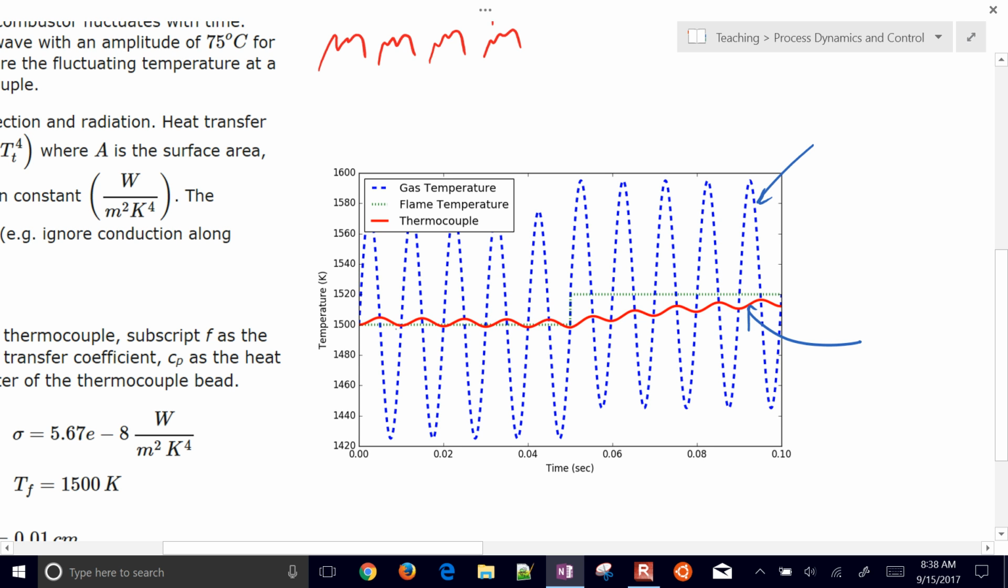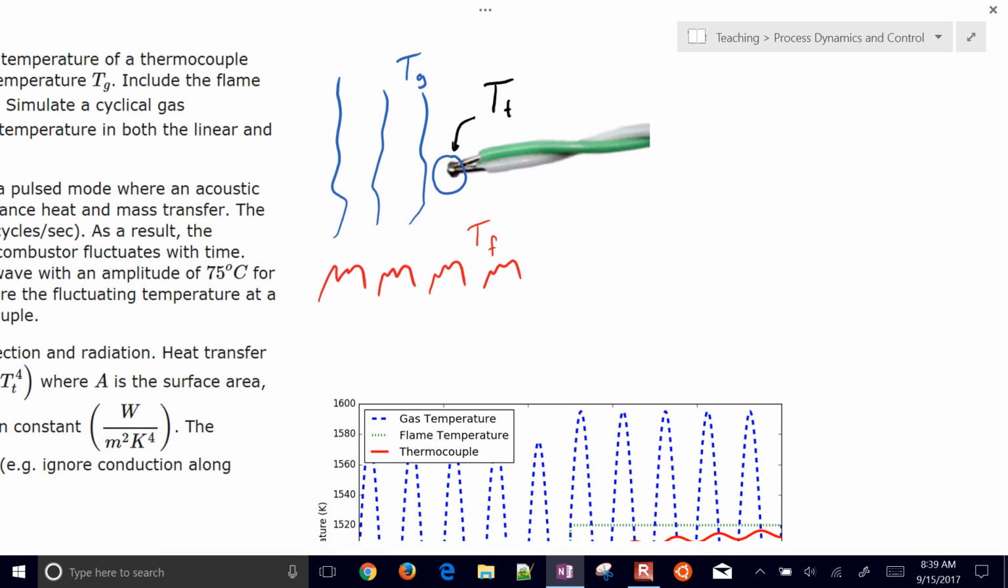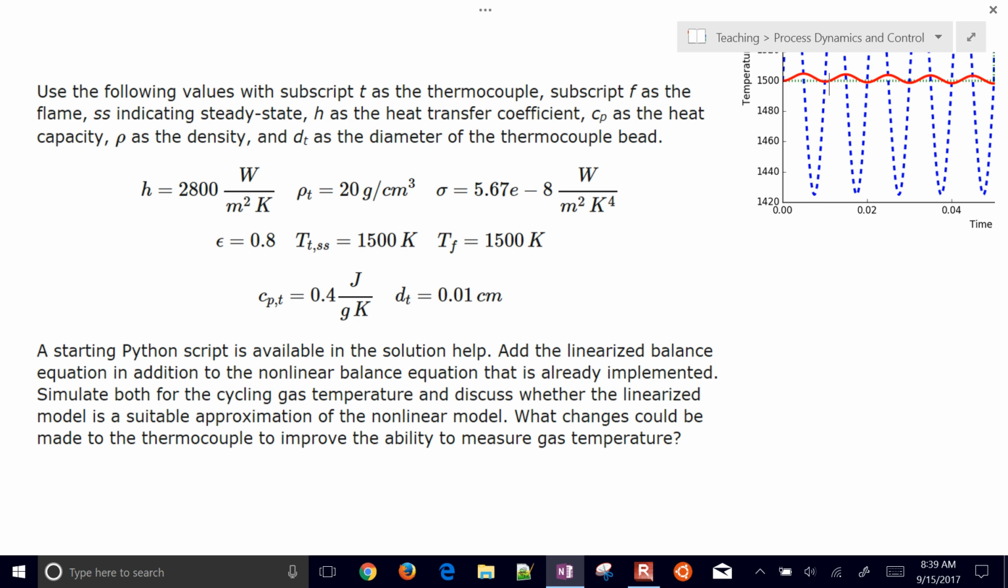So you can see that it lags the oscillation by a little bit, and only fluctuates maybe 5 degrees Kelvin, whereas the gas temperature is fluctuating at a much higher level. So we're not really measuring the true gas temperature because the thermocouple is not small enough to be able to respond to that. Now, there's a thought question here: what changes could be made to the thermocouple to improve the ability to measure the gas temperature?